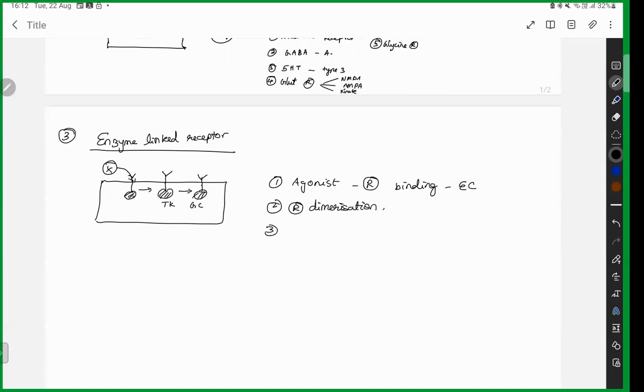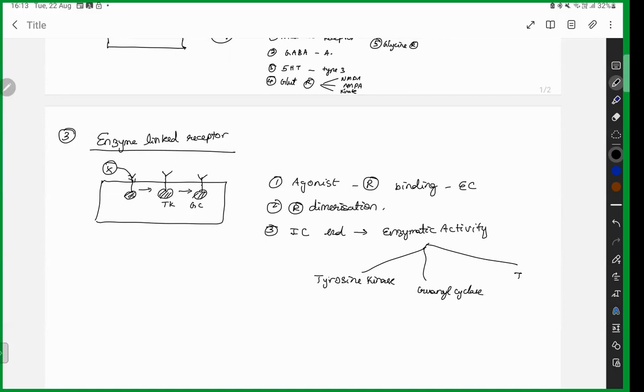Number 3, intracellular end is going to have an enzymatic activity. Three different examples. Number 1 is going to be your tyrosine kinase. Number 2 is your guanyl cyclase. Number 3 is going to be your JAK-STAT.